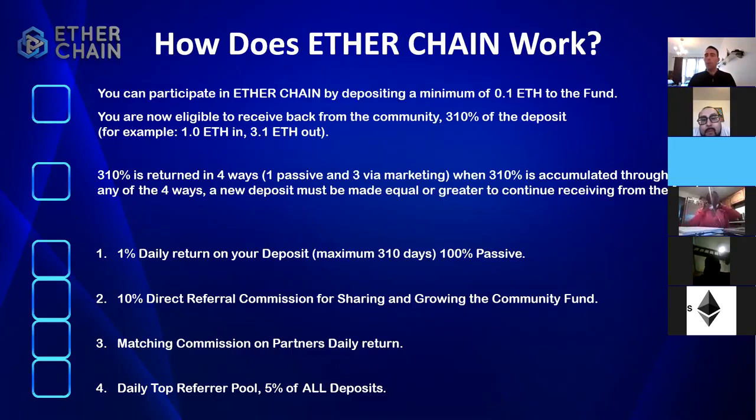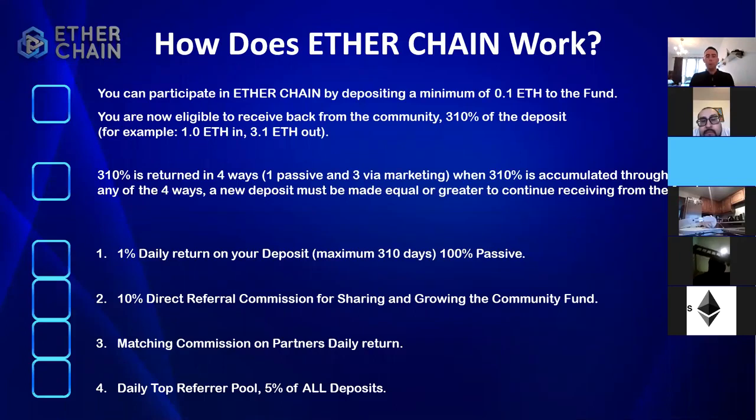You will have 1 which is completely passive. Every single member is part of this. And you have 3 which is optional by marketing. When the 310% is accumulated through any of the 4 ways, a new deposit must be made equal or greater to continue receiving from the fund. Now, the 4 ways is as follows.